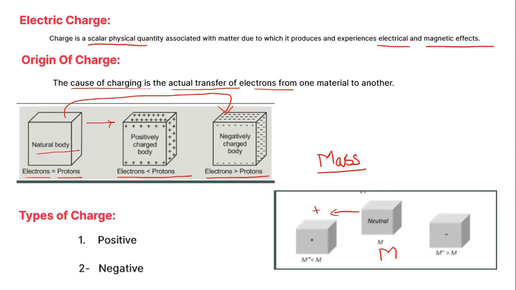By donating the electrons, it has become a positively charged body. So what will happen? Naturally, its new mass will be m dash, which will always be less than the original mass of a neutral body.